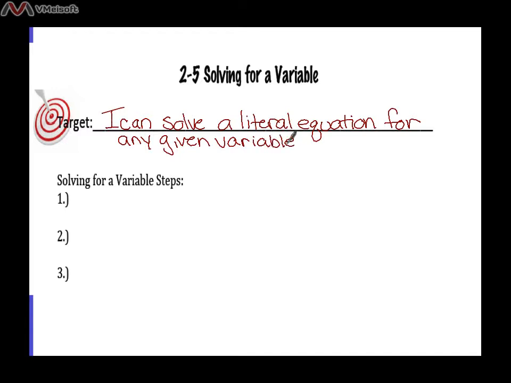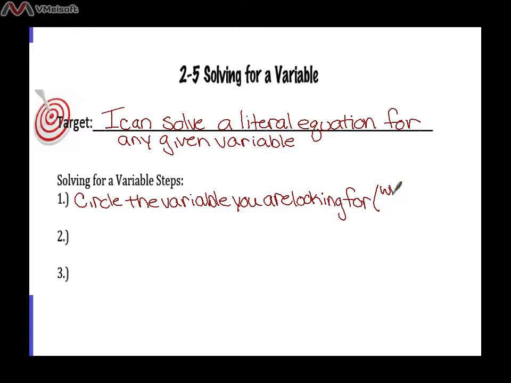As we go through this, there's a set of 3 steps that if you follow, it'll make your life a lot easier. The first one is to circle the variable that you're looking for. This will just make it a lot more clear to you to see what you're looking at. And also, make sure you know what term it lies in.